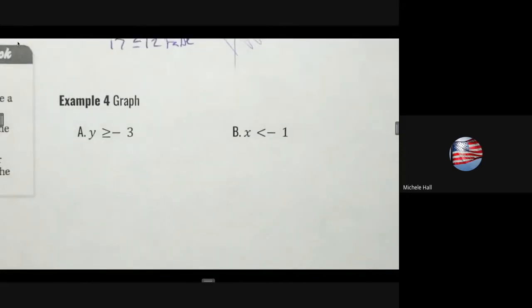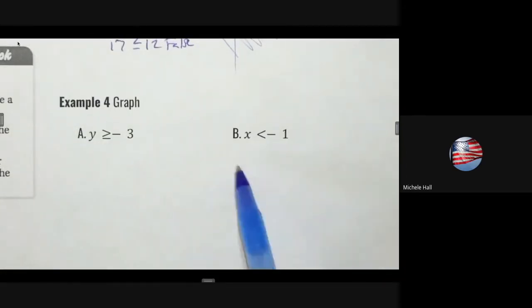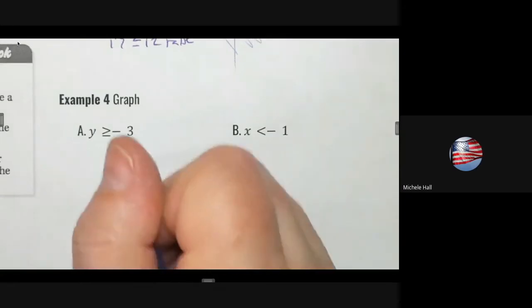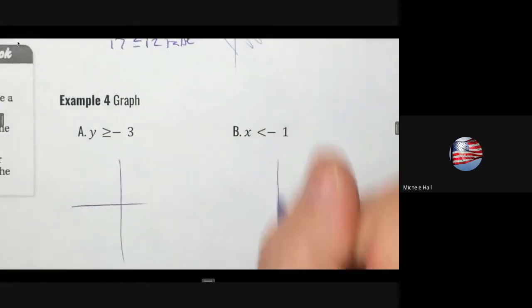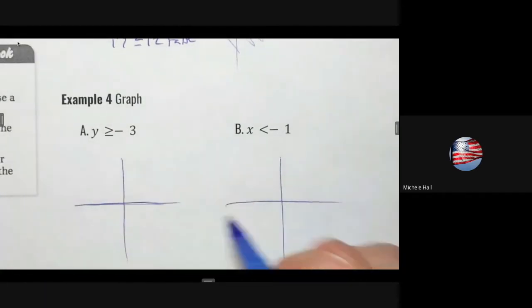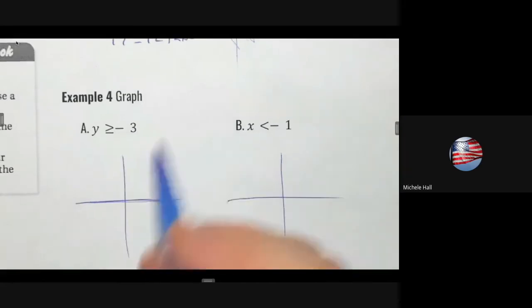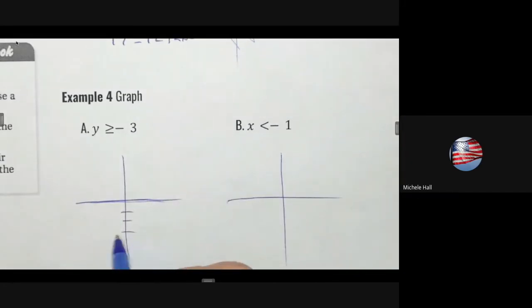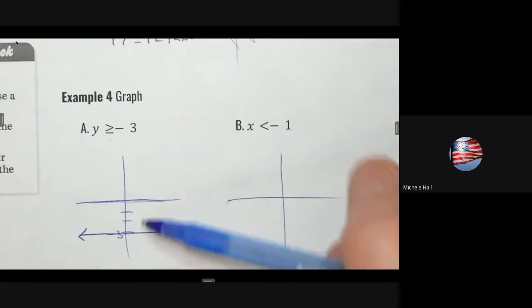Graphing y is greater than or equal to -3 and x is less than -1. What kind of lines are those? You did a project on it, smiley guy or gal. Those are your horizontal and vertical lines. So y is greater than or equal to -3. It's crossing the y-axis at -3, and it's a solid line because of the equal sign. Now we need to know, do we shade above or below?